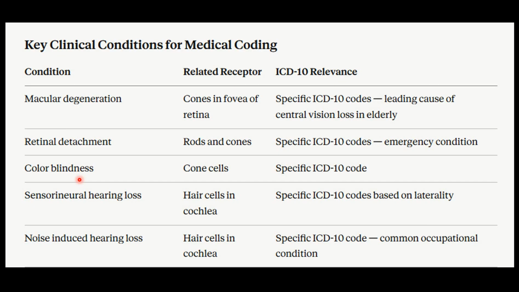Sensorineural hearing loss, which is for hair cells in the cochlea. Okay, and it is repeated for 2. Okay, in the last example also it is there. So there is a specific ICD-10 code based on the laterality.